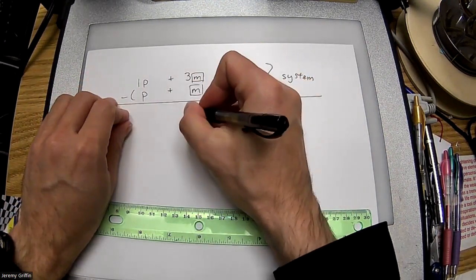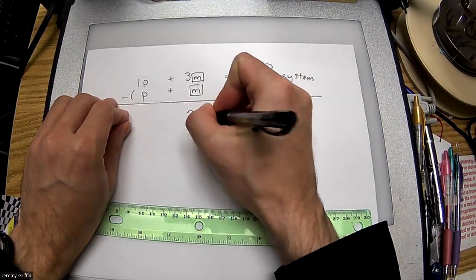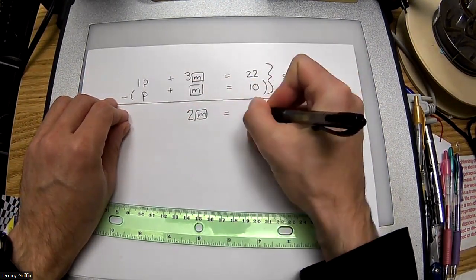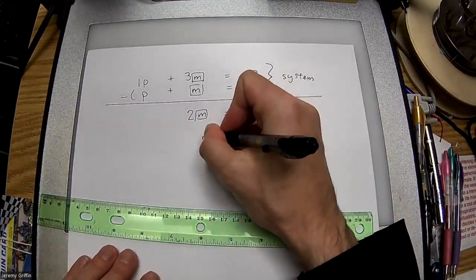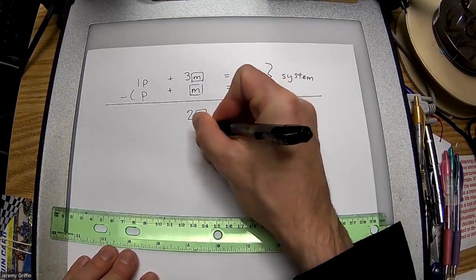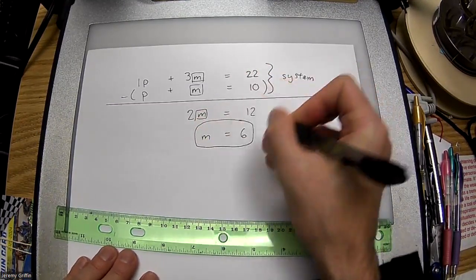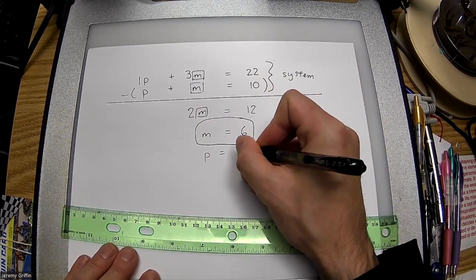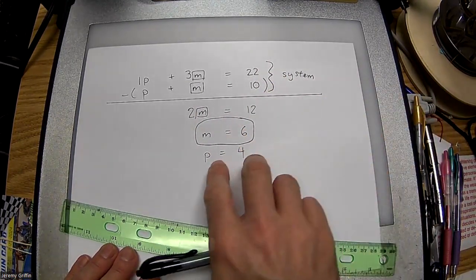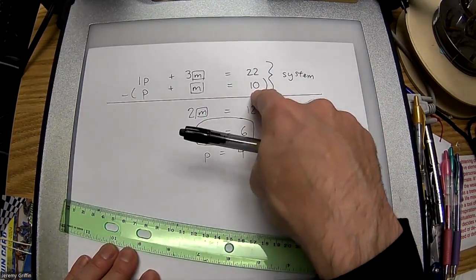So 3m minus m is 2m. 22 minus 10, that's like 12. Okay, and what I'm solving for, well, that's the only variable left. Divide by 2, 6. Right? 6 magnets. For that matter, how many postcards? 4 postcards, because the number of items add up to 10.